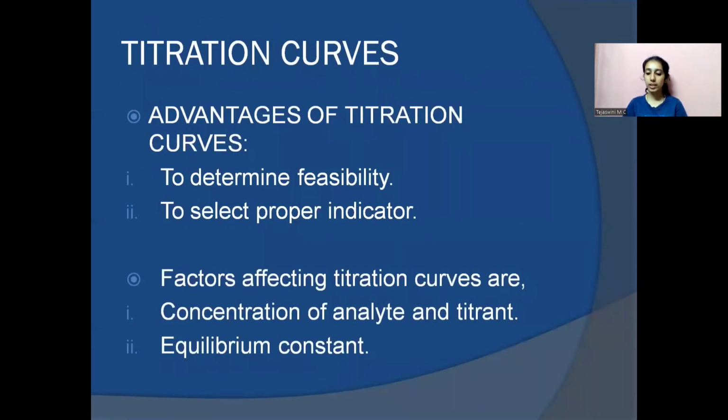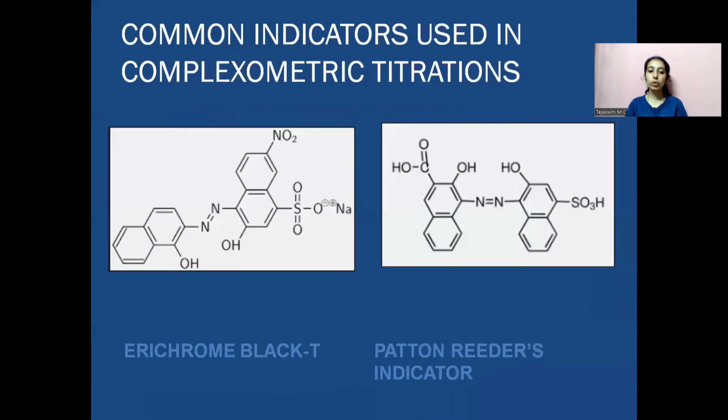Advantages of titration curves are to determine feasibility and to select the proper indicator. Factors which affect titration curves are concentration of analyte and titrant and the equilibrium constant. Indicators used in these titrations are metallochromic indicators. In metallochromic indicators, the complexed and uncomplexed forms of the indicators can be differentiated. Some of the common indicators used in these reactions are Eriochrome Black T and PAN indicator.